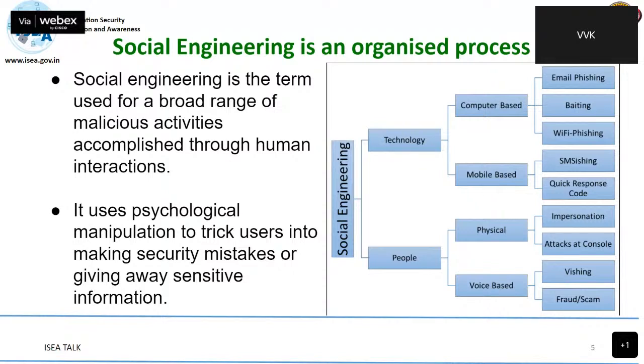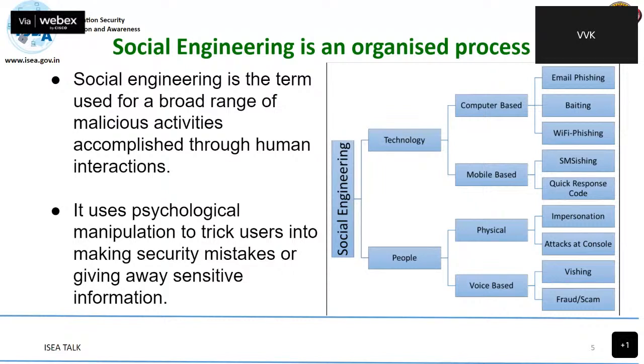So there are a lot of names given to these different social engineering attacks. If the attack is launched through an email, it's called email phishing. If the attack is through a USB drive or a CD, it's called baiting. If the attack is carried out through a wireless access point, through Wi-Fi, then it is phishing through Wi-Fi. If the target is reached through SMS, it's called smishing or SMSing.